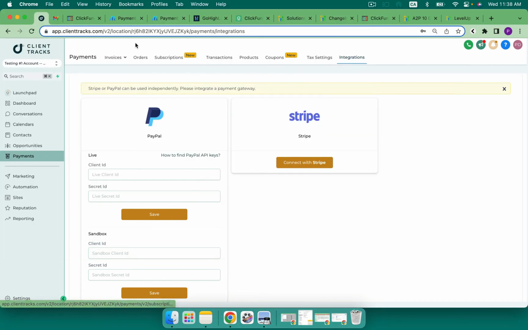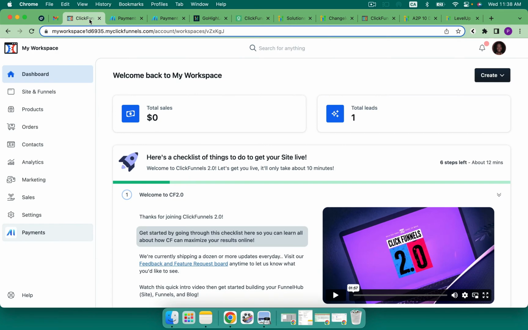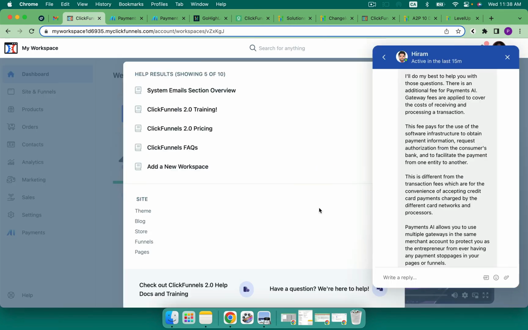So I jumped into the editor and went into the help. Let me go in and grab that help doc for you. So here's a conversation that I started inside of ClickFunnels that was talking about these extra fees. And it does state here there is an additional fee for payments AI. And these cover the cost of receiving and processing a transaction.